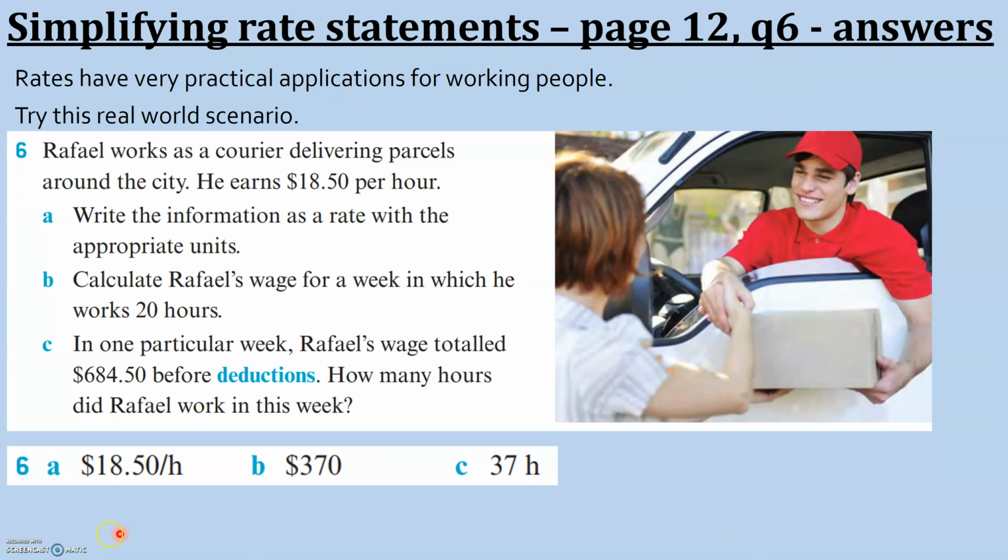Alright, check your answers against our answers here. Raphael earns $18.50 per hour. That's our rate statement, which means if he worked 20 hours, we take that number, we multiply it by 20, he should earn $370. Going in the other direction, if he earned $684.50, we divide that number by $18.50 and we find that he worked for 37 hours. If you didn't get any of those answers, just pause the video now and go back through and try those questions again.